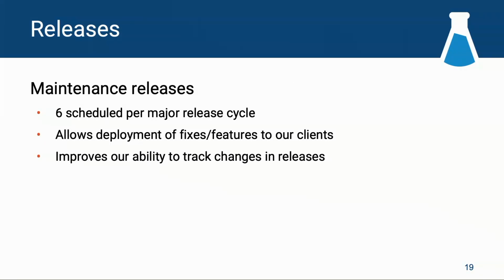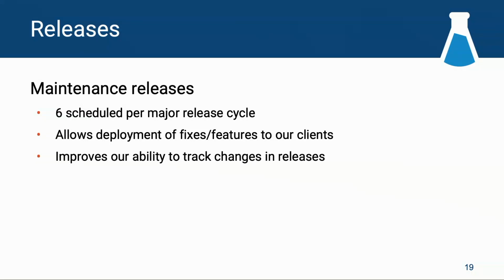The maintenance releases are something new that we've started to do this year. We plan for on average 6 per major release cycle. So the cadence is for the first 2 months, we will push one out every 2 weeks. And then the final 2 months, we'll drop back to a 3-week cadence. Of course, we're flexible, so 6 is the minimum, and we'll do more if we need to.